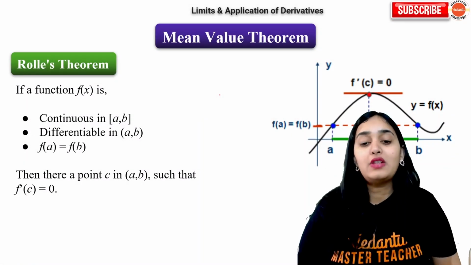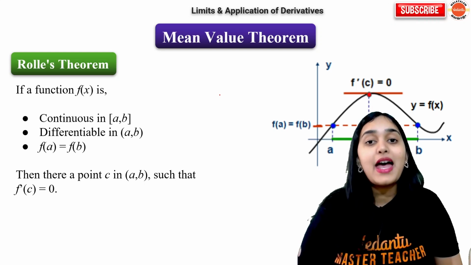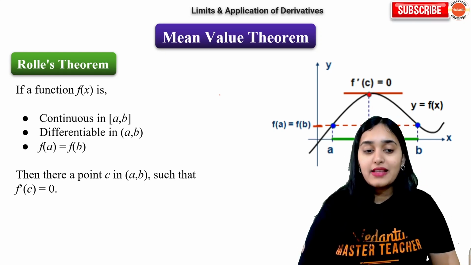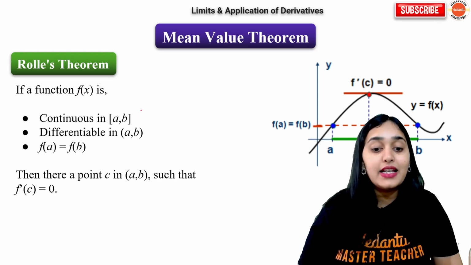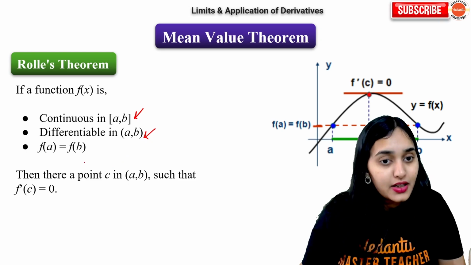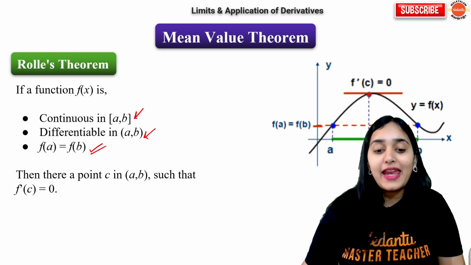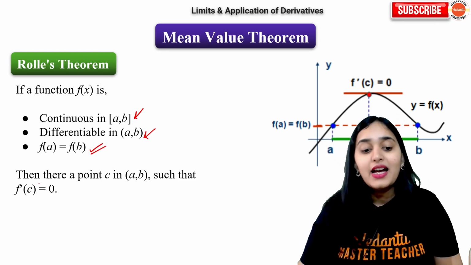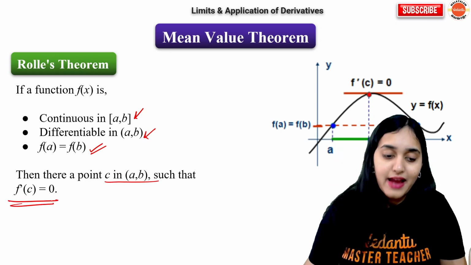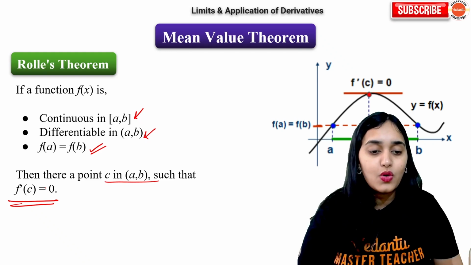Last two topics of this chapter are Rolle's theorem and Lagrange's theorem. So basically, Rolle's theorem says that if a function f(x) is continuous in the closed interval [a, b], differentiable in the open interval (a, b), and f of a is equal to f of b, then there is a point c in the interval (a, b) such that f dash c is equal to 0.